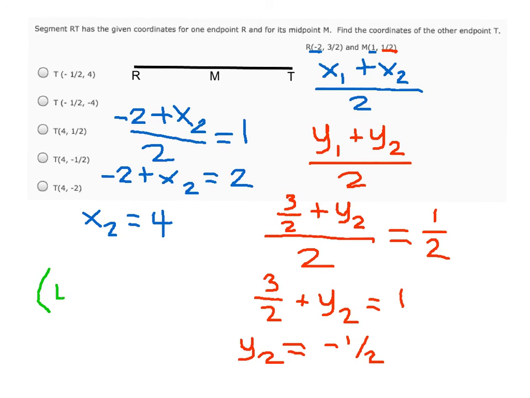So we now have our x and y coordinates for T. So our x is 4, and our y-coordinate is negative 1/2. So the answer is D.